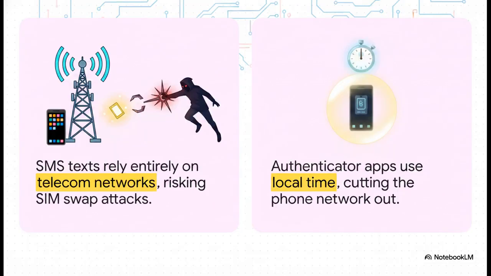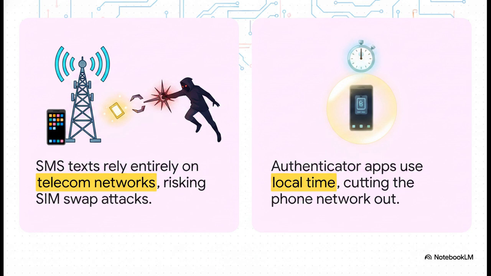So how do we get this second factor physically away from your potentially compromised laptop? Well, initially, we used SMS text codes, but while SMS does get the secret off the laptop, it introduces a massive new flaw. It relies entirely on telecom networks. If an attacker walks into a mobile carrier store and ports your phone number to their own SIM card, a classic SIM swap attack, they get all your codes. That's exactly why authenticator apps are absolutely crucial.